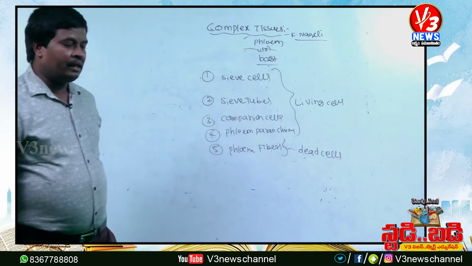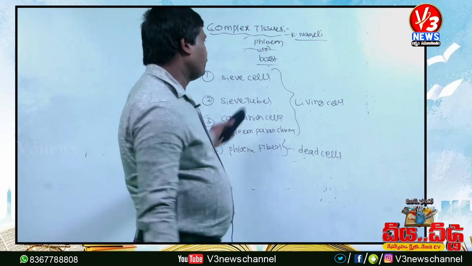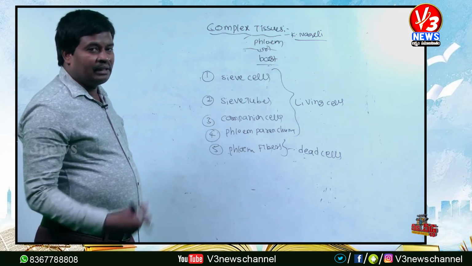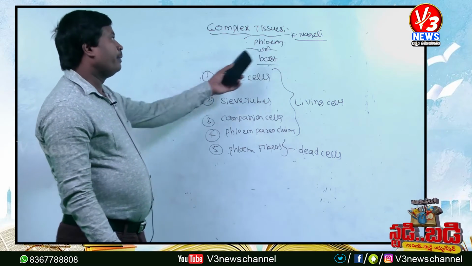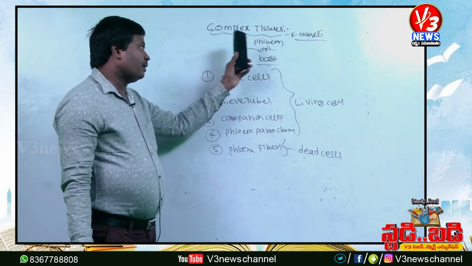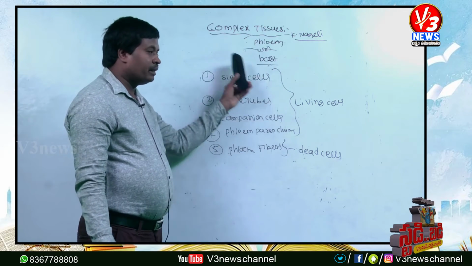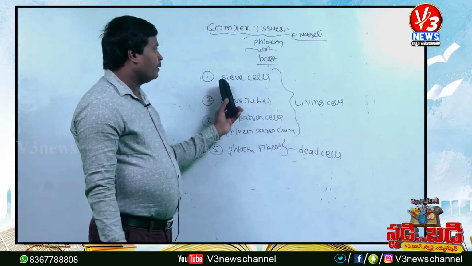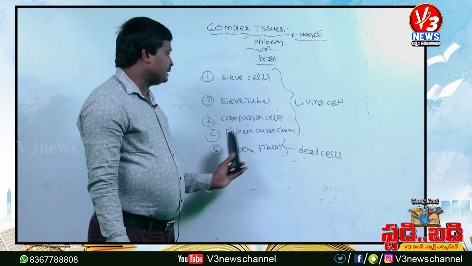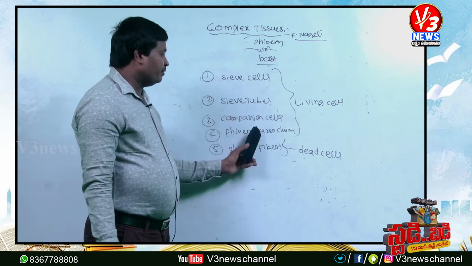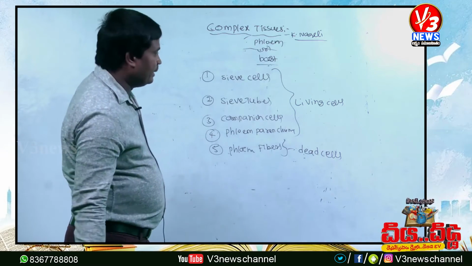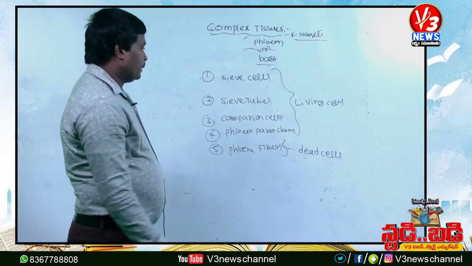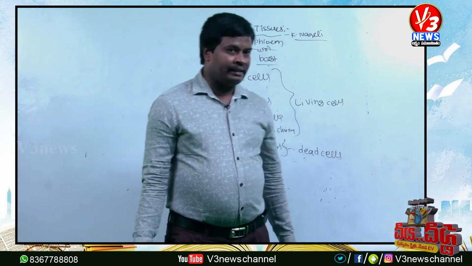In comparison, in xylem there are four kinds of cells. Out of these, three are dead cells and one is a living cell. What is the living cell in xylem? Xylem parenchyma. But phloem, the complex tissue also called bast, a conducting and vascular tissue, has five types of cells. Sieve cells, sieve tubes, companion cells, and phloem parenchyma are living cells. Living cell means they are made up of cellulose and contain protoplasm. Then phloem fiber is a dead cell.